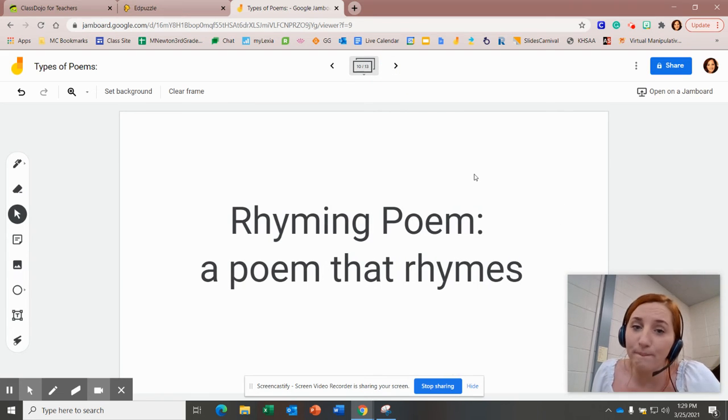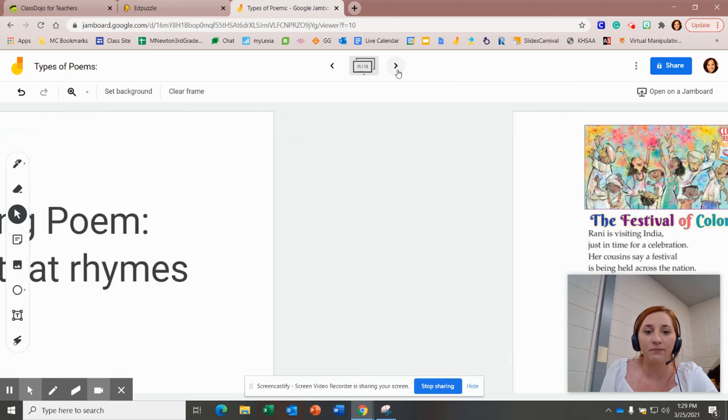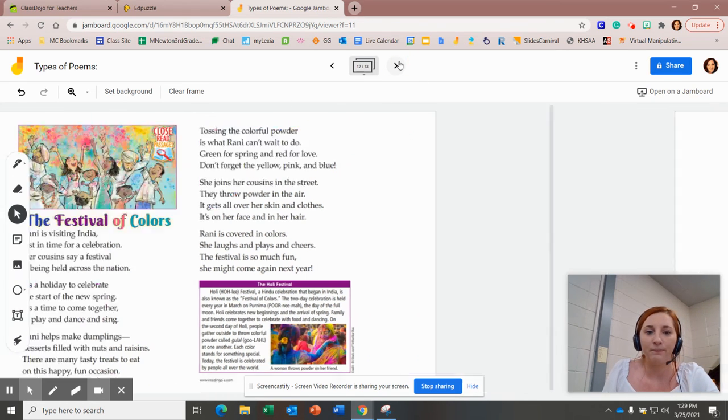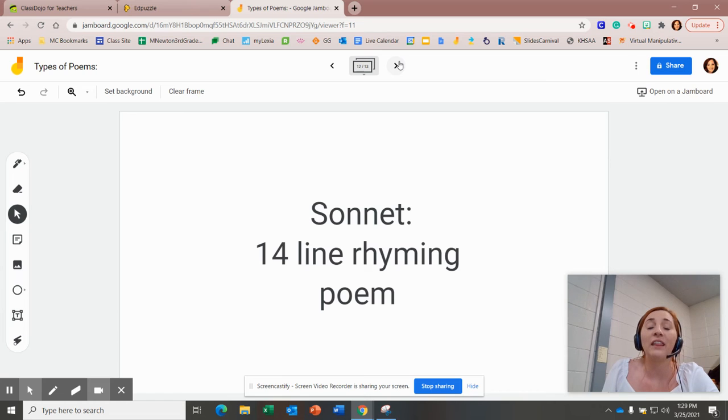Rhyming poem. That's most of the poems that you guys think of. It's a poem that rhymes. We read The Festival of Colors. If it has a rhyme scheme, it's a rhyming poem. So this is an example of a rhyming poem. The last kind is called a sonnet. A sonnet is a 14-line rhyming poem. It has 14 lines to it, and it does follow a rhyme scheme.